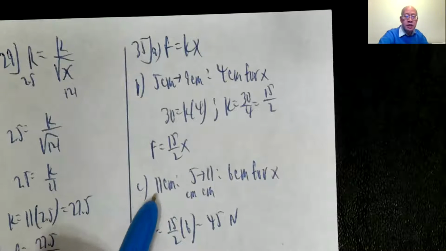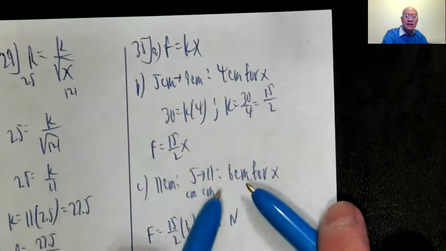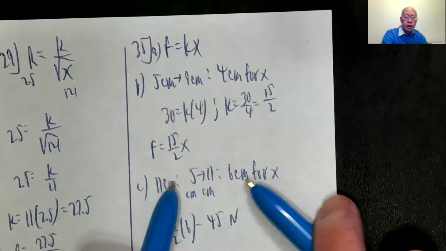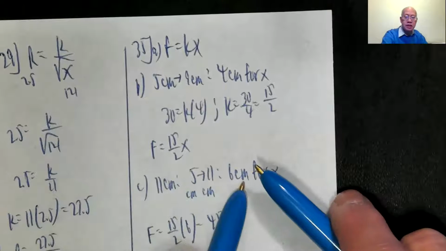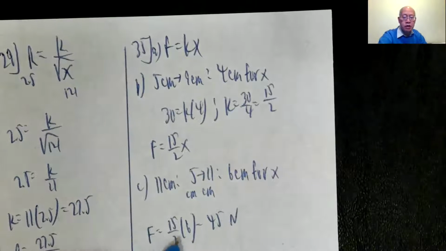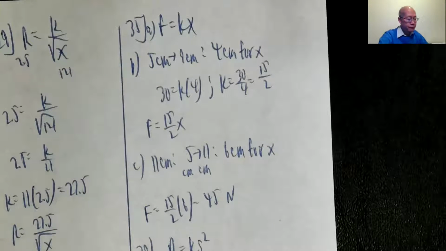Part C, you go out to 11 centimeters. That is 6 centimeters away from home. Your starting position is at 5. That's the natural position. If I go to 11, that's 6 centimeters. So I plug in 6. 15 over 2 times 6, 45 newtons.